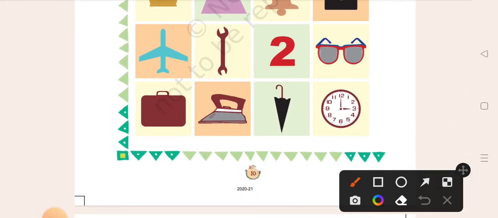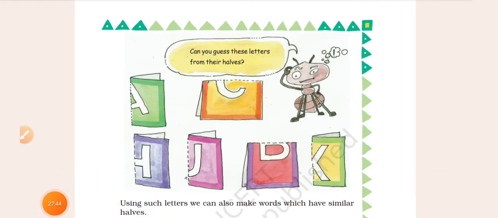A sunglass also has a half. A suitcase also has a half. An iron does not have a half. An umbrella does not have a half. A clock does not have a half.